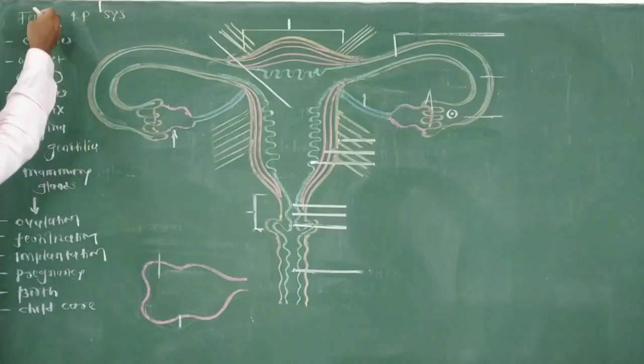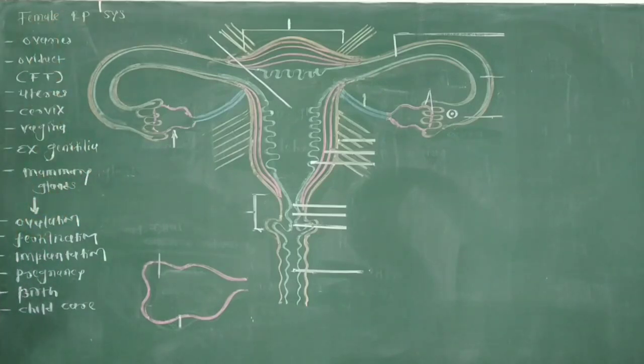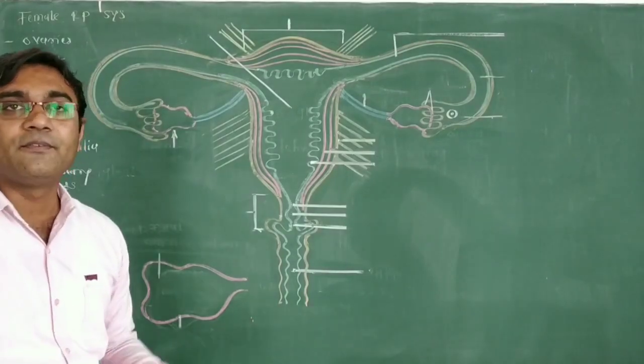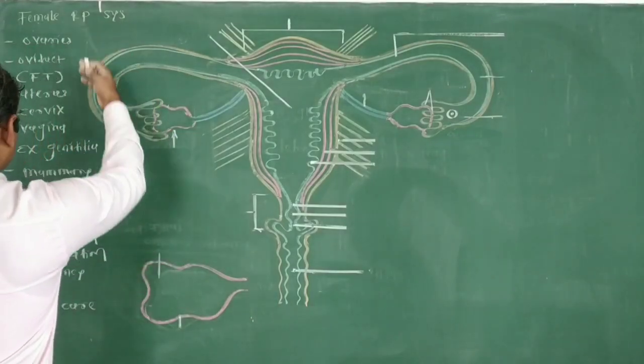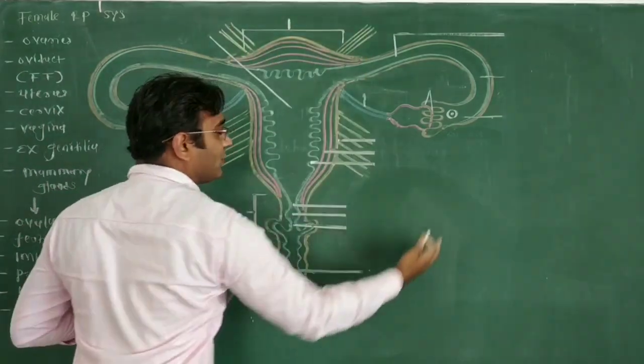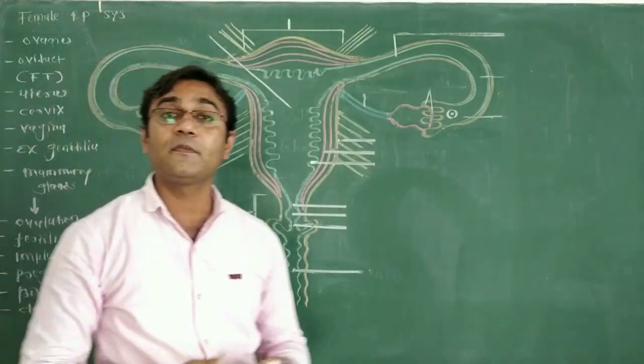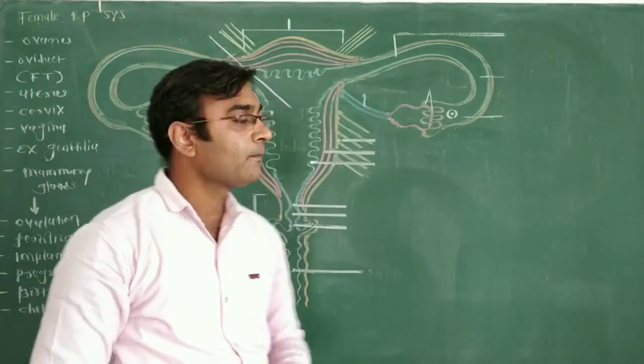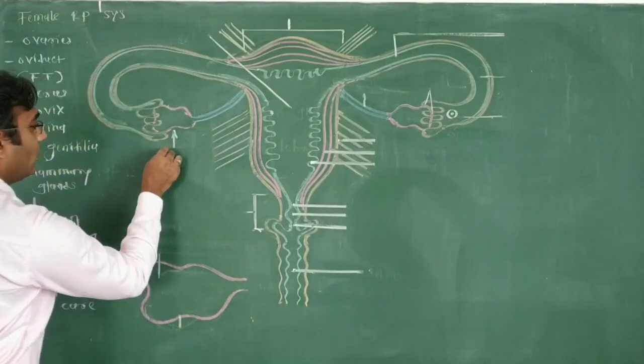Now all these organs collectively help in different activities like ovulation, fertilization, implantation, pregnancy, birth and childcare. In which region of the body is the entire reproductive system situated? In the pelvic region of the body. First we are going to learn about the ovary.